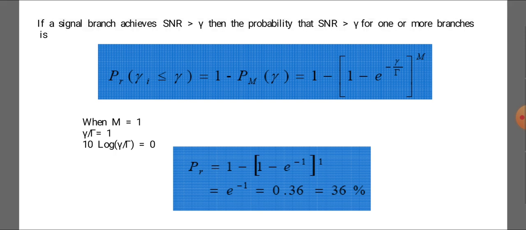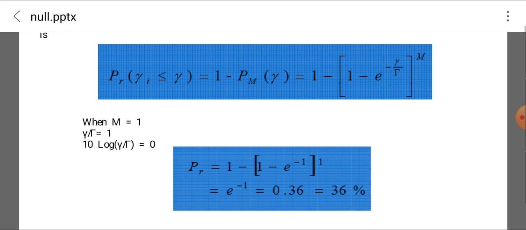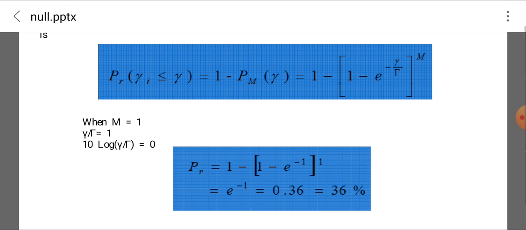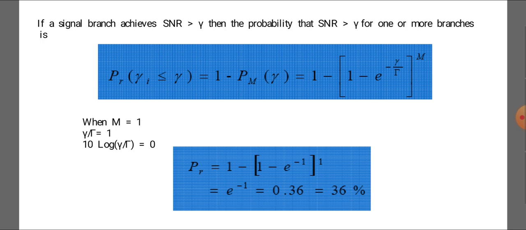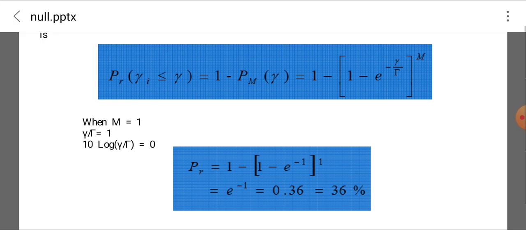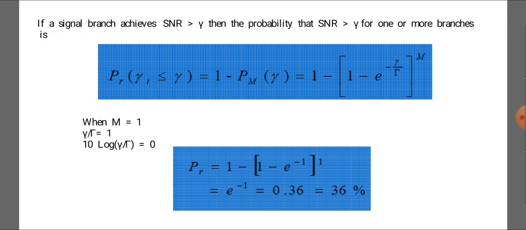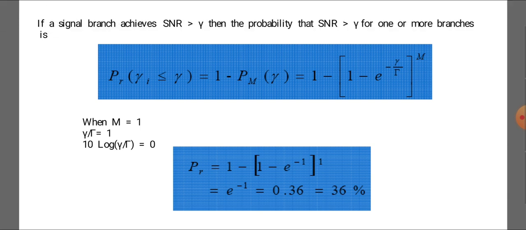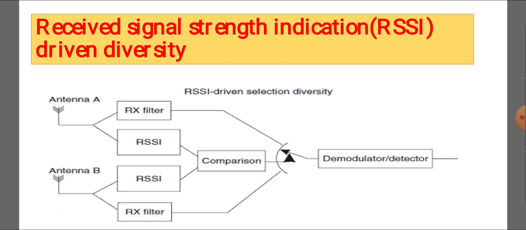So for example, if m equal to 1 and small gamma by capital gamma is equal to 1, then the probability that the signal branch achieves a signal to noise ratio greater than the threshold is equal to 1 minus e power minus 1 whole power m, which the value is found to be 0.36, that is 36%.